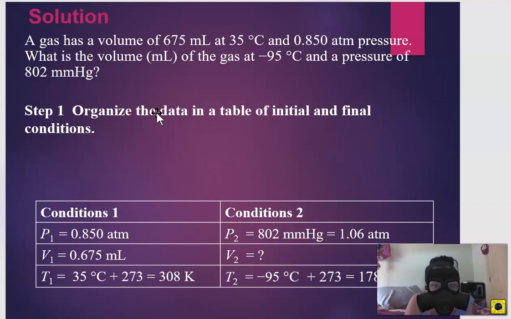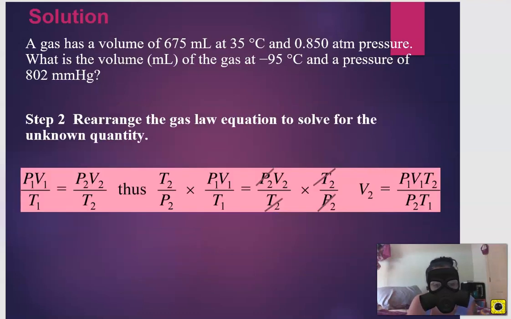So now we're going to organize your data. Your P1, V1, T1. Here we've got 35 degrees Celsius changed to Kelvin. You're looking for V2. Again, change this temperature to Kelvin. Rearrange for the variable that you're looking for. In this case, V2.